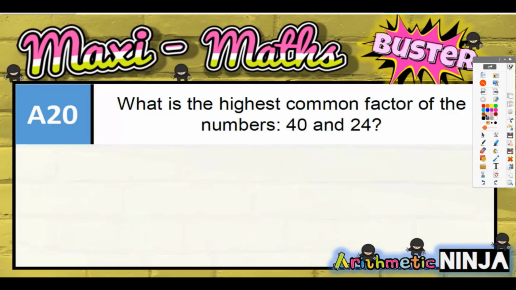Question 20. What's the highest common factor of the numbers 40 and 24? Now, the easiest way to do this is to list the factors of 40 and 24. So we'll start with 40.